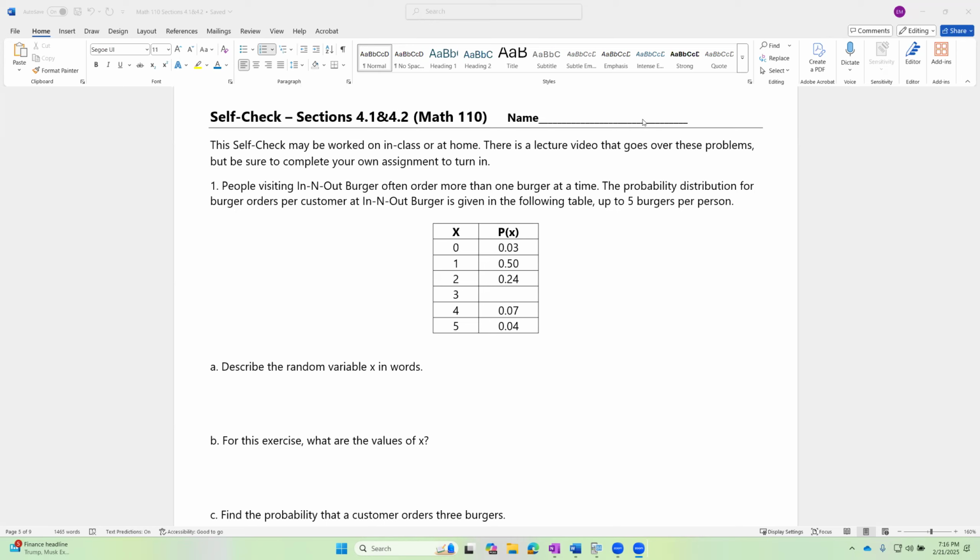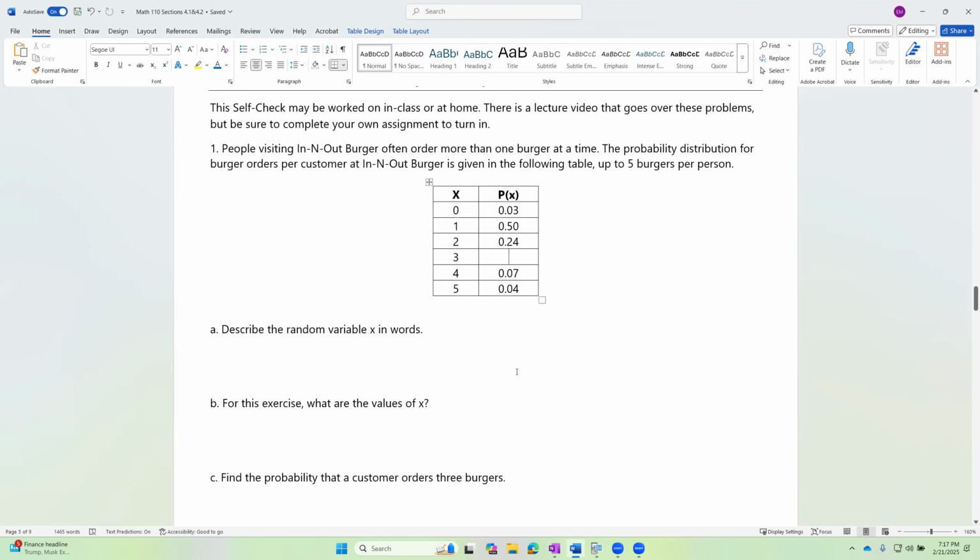Let's go ahead and take a look at number one. Number one states, people visiting In-N-Out Burger often order more than one burger at a time. The probability distribution for burger orders per customer at In-N-Out is given in the following table, where we are only counting up to 5 burgers per person. So here we have a probability distribution table. We see we're missing 3, but we'll get there in a second.